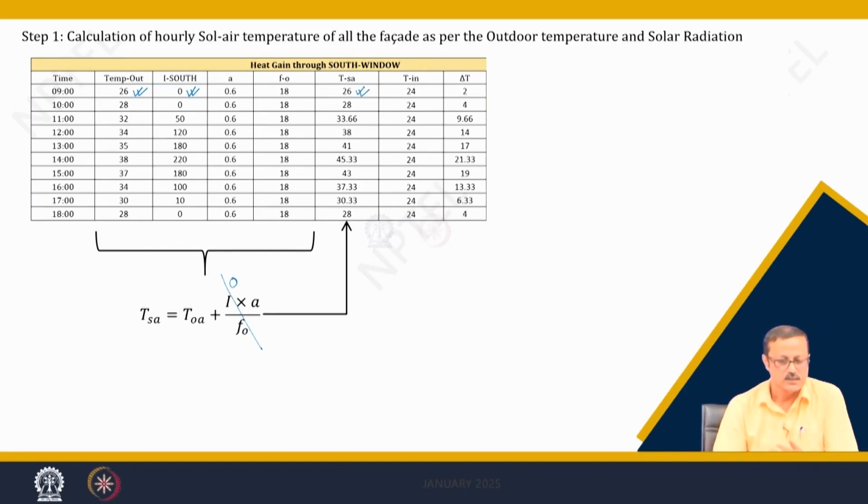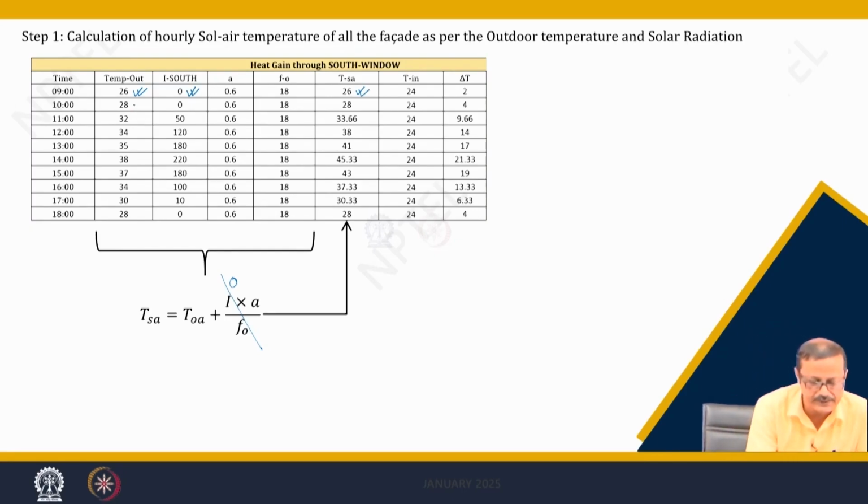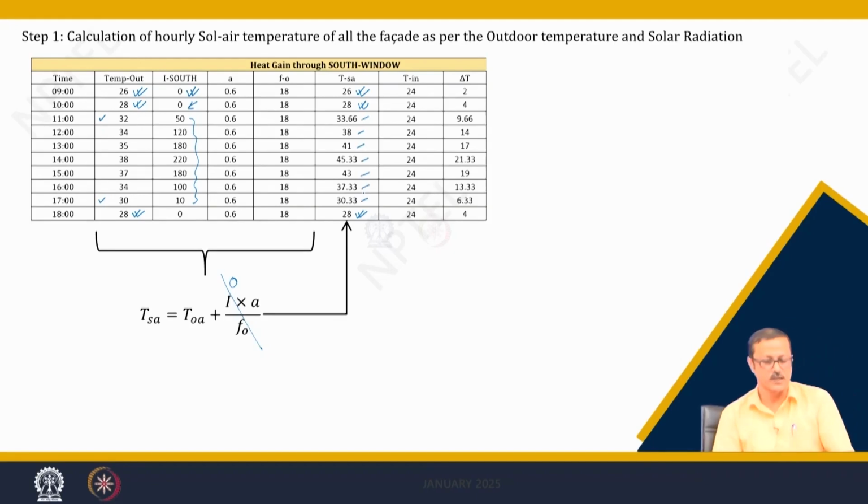Is not it? Similarly, the next hour it will remain 28 degrees, because this is 0. Because this is 0 at 6 o'clock, it is also going to be 28 degrees. But from 11 to 17 hours, there is a changing value of this I, and based on that, slight changes are noticed in the solar air temperature by virtue of this formula.